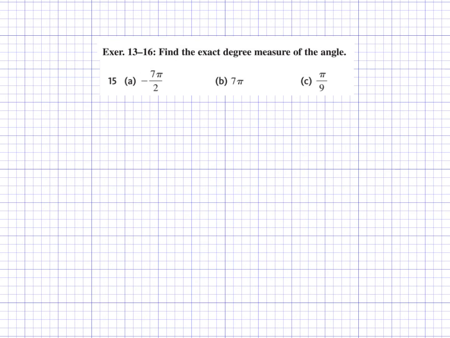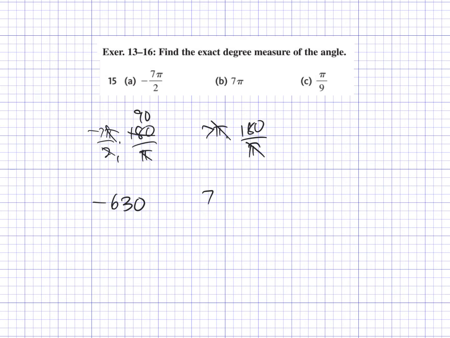So it's the same thing. Negative 7 pi over 2 times 180 over pi. It's going to give me a negative. 2 reduces into 180 evenly. 7 times 90 is 630. So negative 630 degrees. Then 7 pi times 180 over pi is 7 times 180. 7 times 100 is 700. 7 times 80 is 560. So that's 1260 degrees.